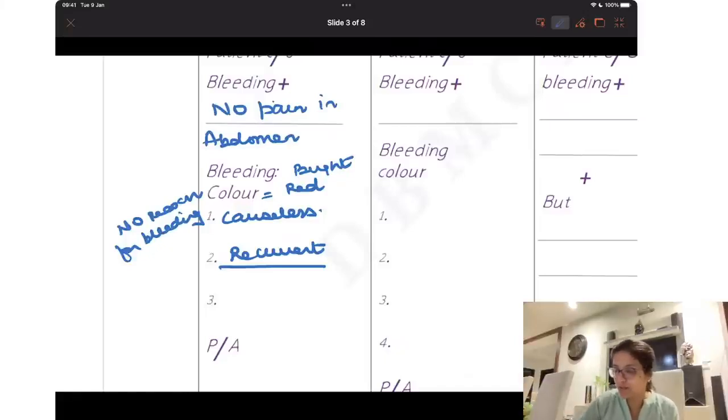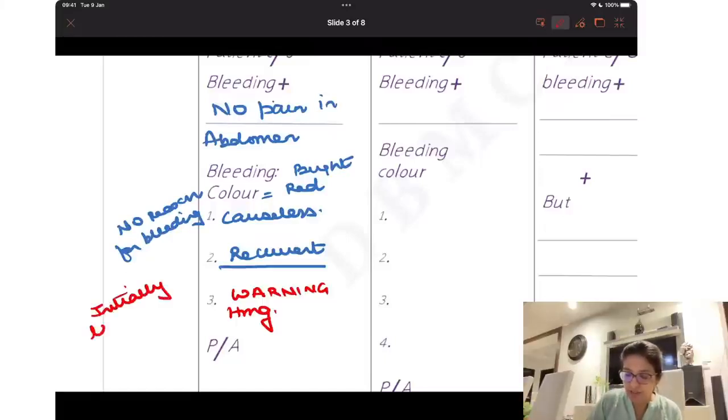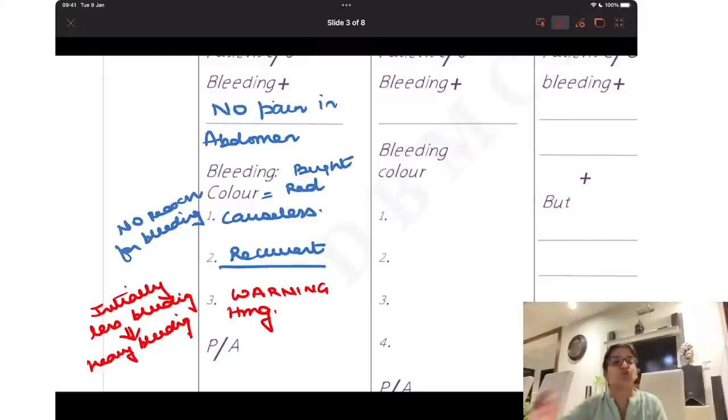Third very important symptom which you get is warning hemorrhage. What do you mean by warning? Warning means someone is already warning us beforehand. Same thing happens in patients with placenta previa. In patients of placenta previa, there is initially less bleeding, and this will be followed by heavy bleeding. This initial less bleeding is called warning hemorrhage.